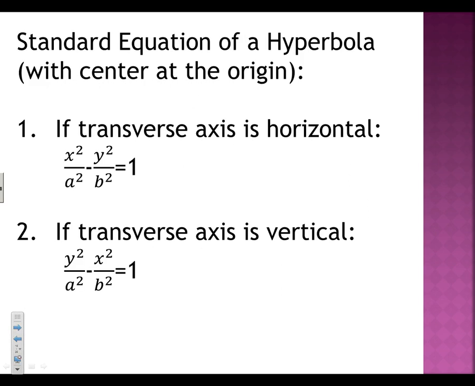Standard equations of the hyperbola with center at the origin. Notice the similarities here from the ellipses. There's two situations again. Sometimes our transverse axis will be horizontal, and then we have the form that you see there. Second, if the transverse axis is vertical, then it takes on the form that you see there. Okay, notice that they're identical except that the y squared and the x squared change spots.